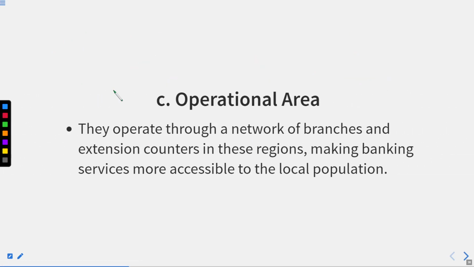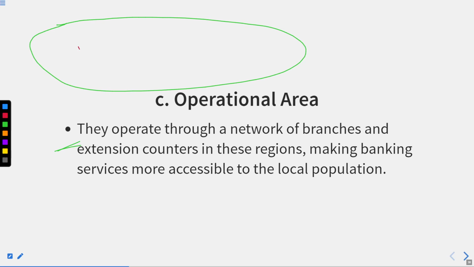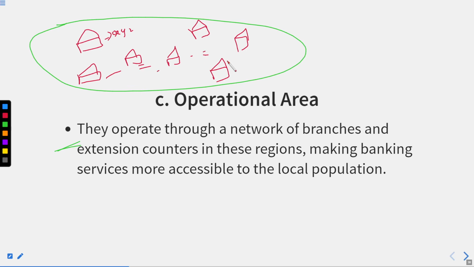All right. They operate through a network of branches and extension counters in these regions, making banking services more accessible to the local population. Okay, it means that if this is an entire area, and the RRB is here, then the people of far places will not be able to reach it easily. That's why the RRB could open its branches in the area so that the people who are living nearby the main branch or far away from the main branch could have access to the other branches as well. All right.